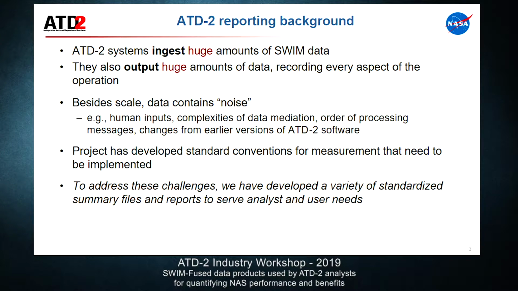So besides scale, I've grouped some other issues we're trying to solve in terms of noise here. So things like human inputs. There are inputs from ramp controllers and controllers in the tower, and sometimes they hit the wrong button or the wrong flight. They undo things. There's just some human interaction in the system that can always generate potential ambiguities, and we need to make sure those are properly accounted for, and not necessarily have to rely on every analyst knowing the right way to account for all the different kinds of things that could emerge there.